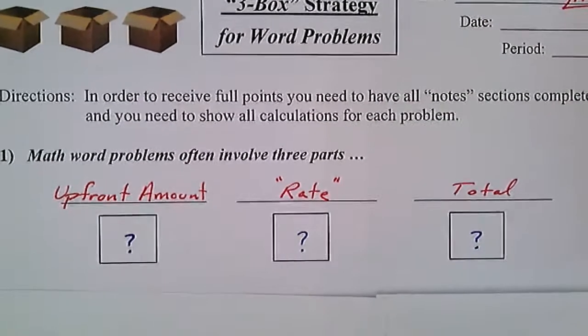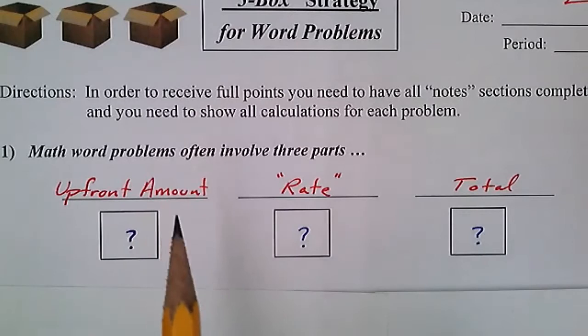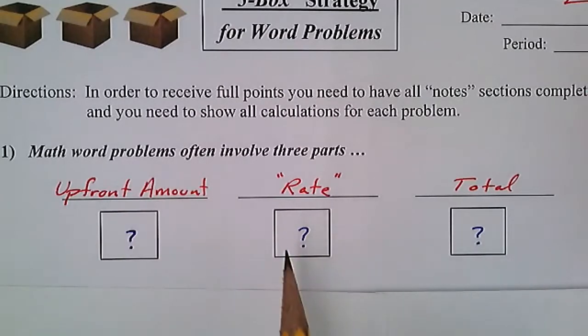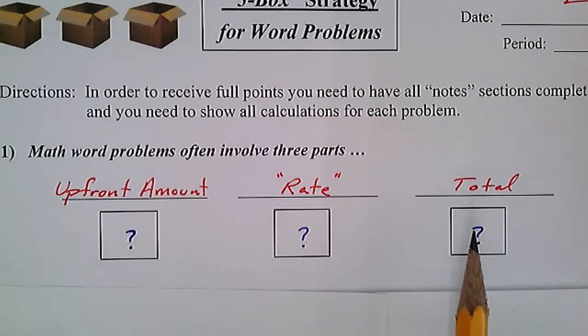So what we need to do when we're looking at a word problem is figure out what goes here, what goes here, and what goes here. And usually there'll be a variable. Sometimes the variable will be associated with the rate, and sometimes the variable will be here. If it's a two variable problem, usually you'll have a variable here and a variable over here. Today we're only doing one variable problems. I will do a couple examples with you, but let's talk about rate really quickly.